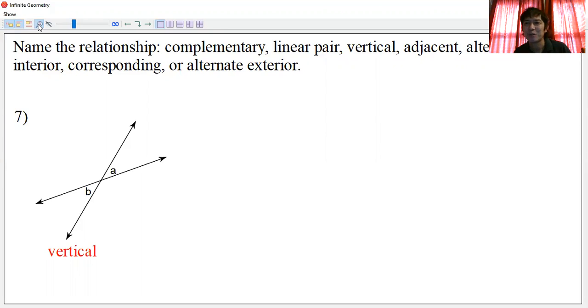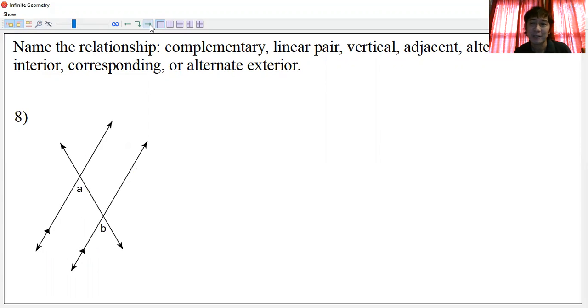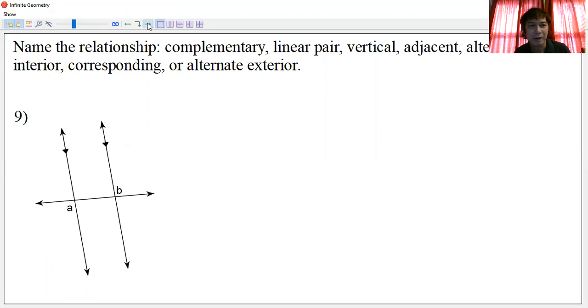This is the same as the first number. Let's proceed to number 8. All right. Here's another corresponding. You can see 2 angles on the same side of that transversal line. Same side, one interior, one exterior. You call this corresponding. There. Next, number 9.